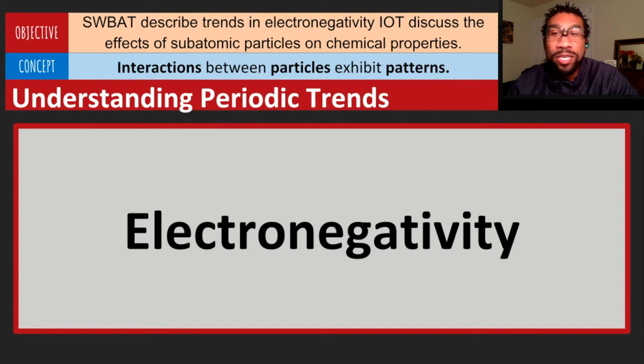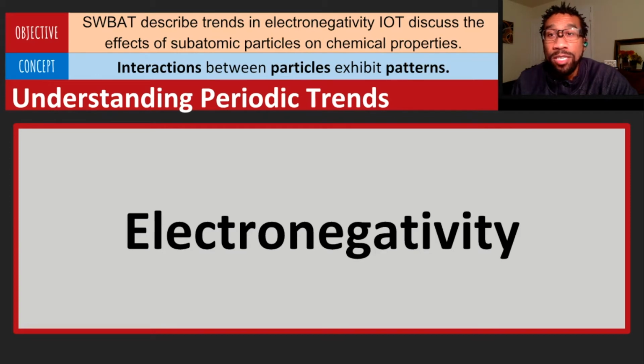And today I'm going to bring it to you in understanding the periodic trends, specifically in electronegativity. So you will be able to describe the trends in electronegativity in order to discuss the effects of the subatomic particles on the chemical properties of atoms, all right?